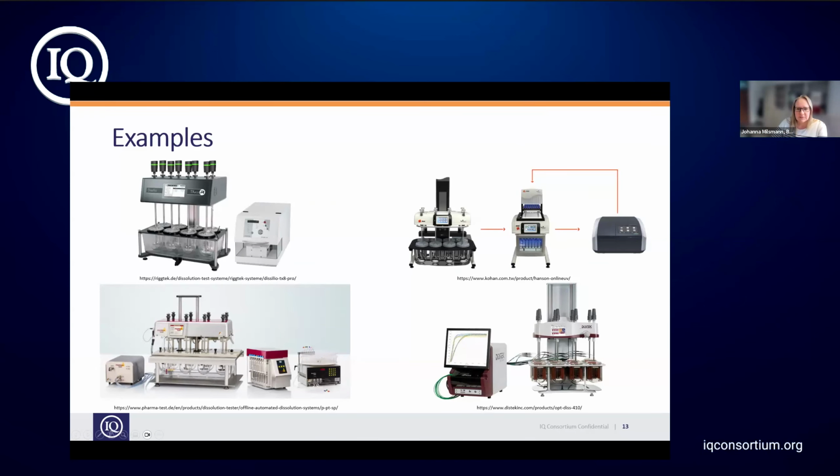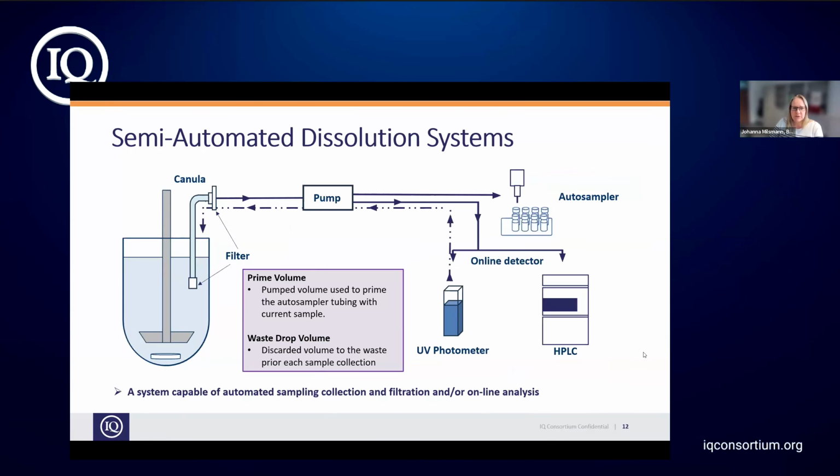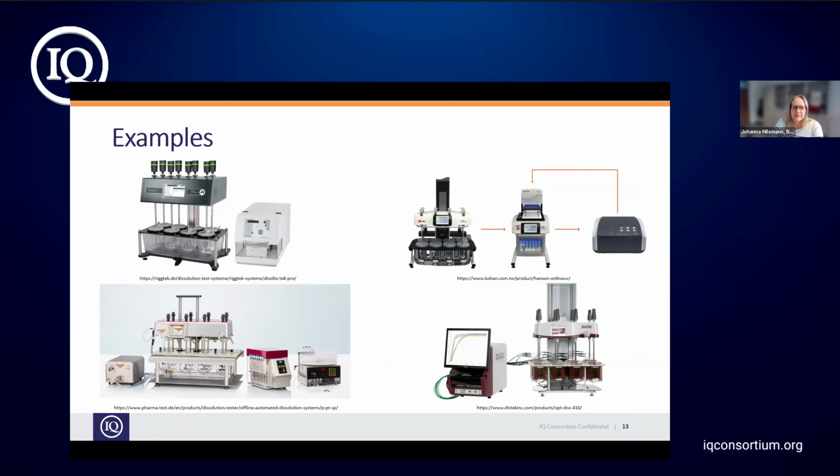So here are some examples for semi-automated systems and different variations of automation. And I try to be as inclusive as possible. So those are from all different vendors, and every vendor has their own setup and preferences on how they do automation. On the upper left-hand part, we have a system where we have a dissolution tester just combined with an autosampler. So that can draw samples into HPLC vials or test tubes.